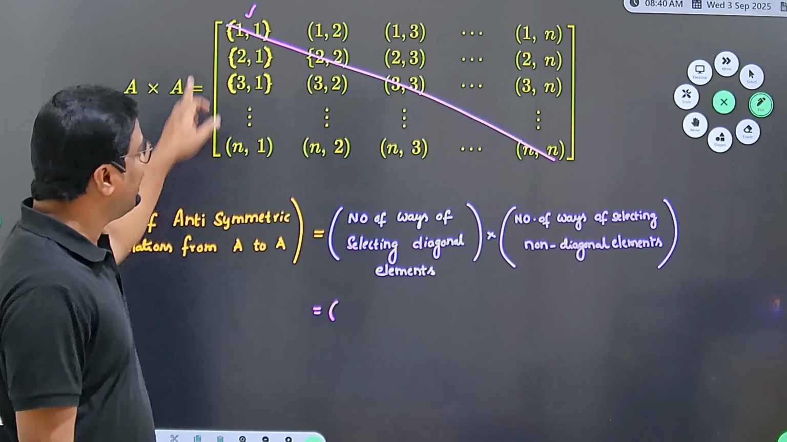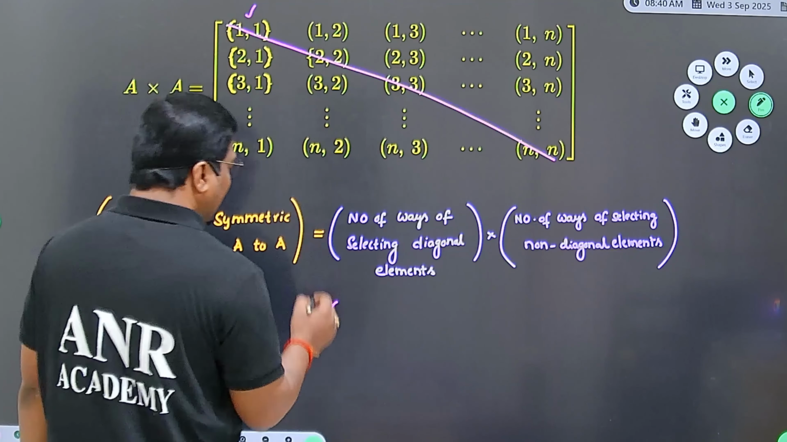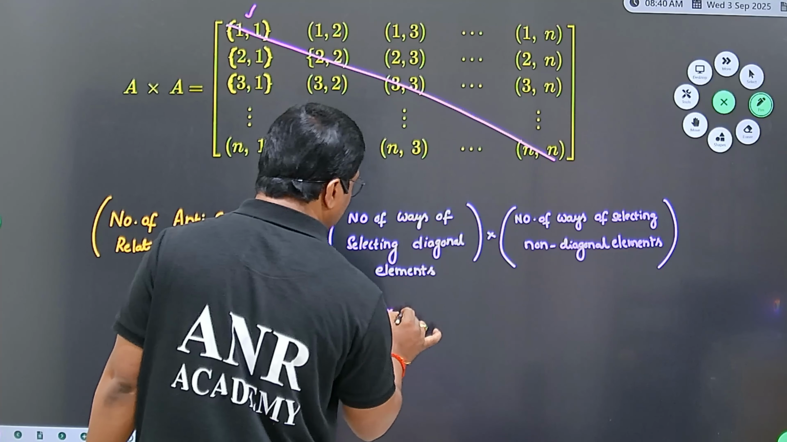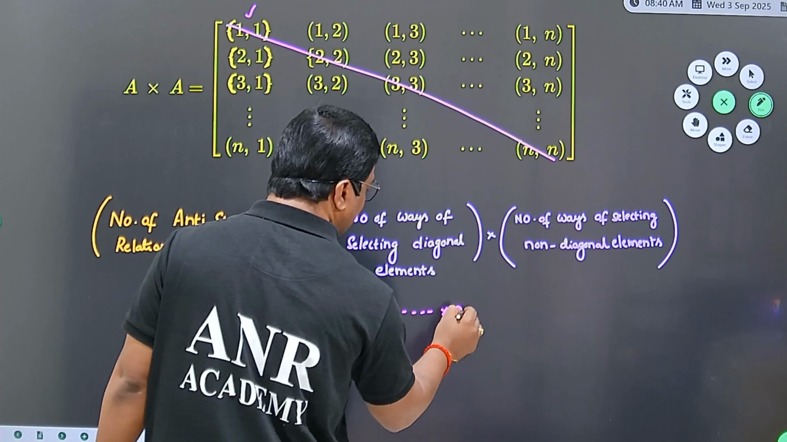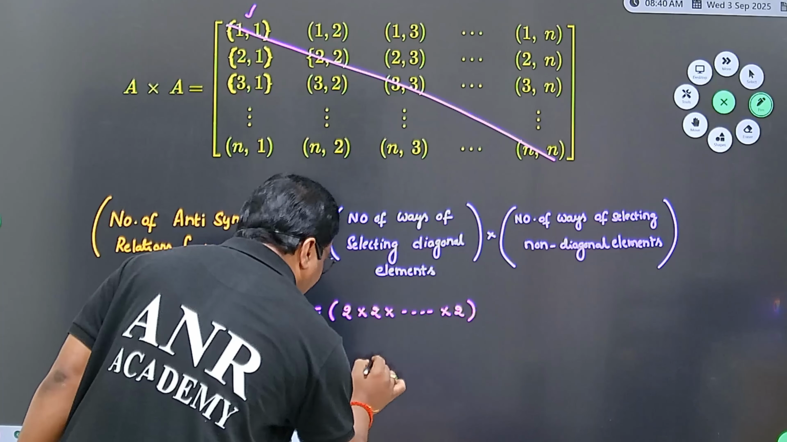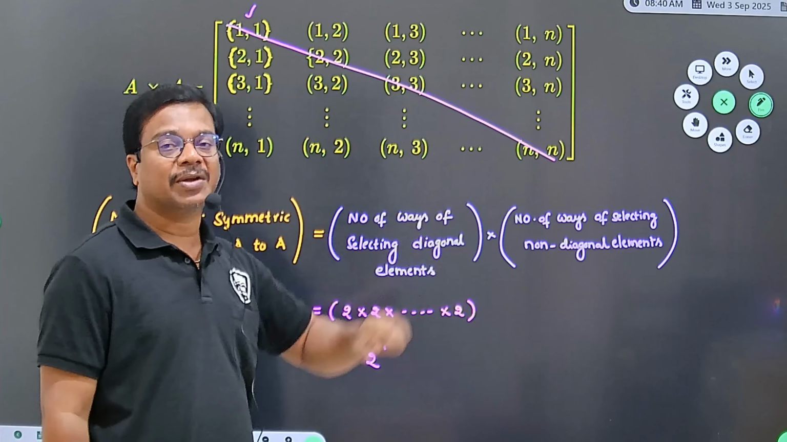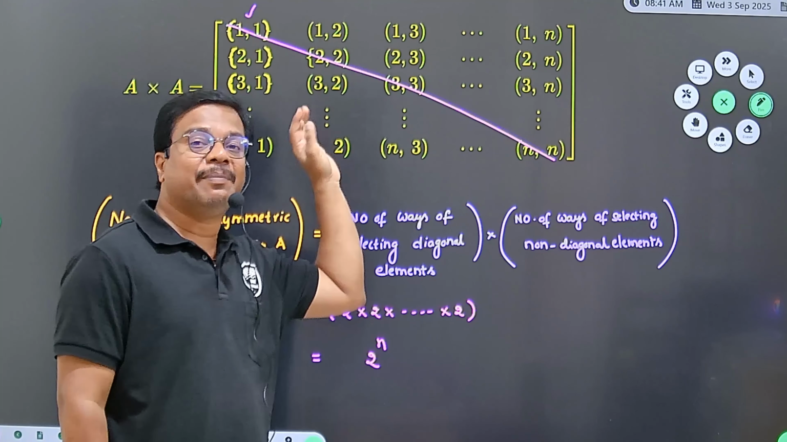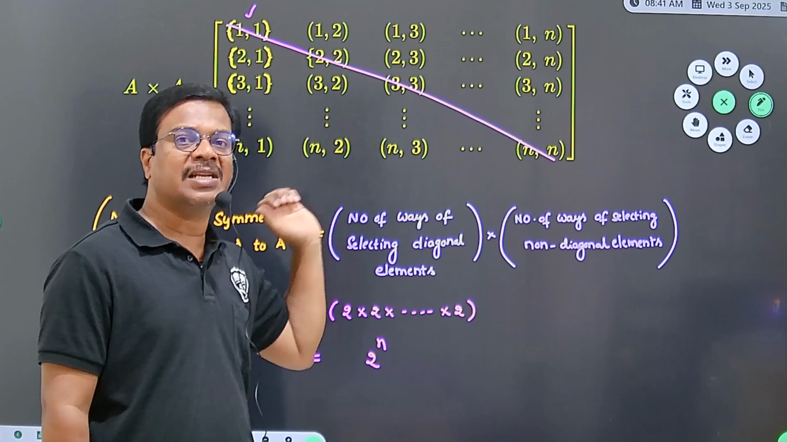The same applies to each and every element which is present in the principal diagonal. So 1, 1 has 2 chances, 2, 2 has 2 chances. In the same way, the last diagonal element n comma n also has 2 chances. So that it can be expressed as 2 to the power of n. Let us discuss non-diagonal entries. There are totally n square minus n non-diagonals, upper half n square minus n by 2, lower half n square minus n divided by 2.